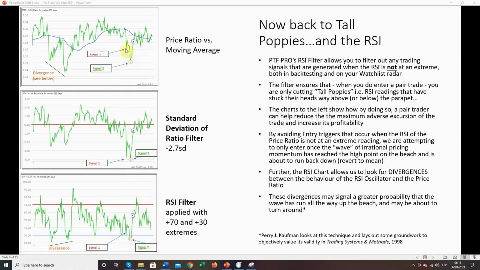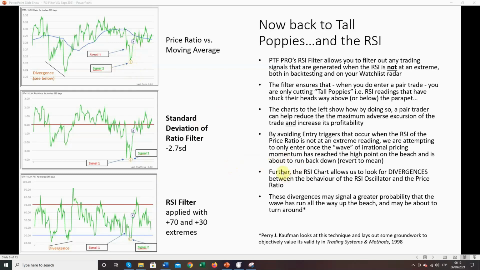Had you entered on the first one, you were here, took a massive loss in the face, and then when it did revert, you made a little bit of money instead. On signal 2, you entered here, had no loss, no running loss on the trade, and then very quickly made a large amount of money. So that's taking you through, just a little bit, how the RSI filter works.